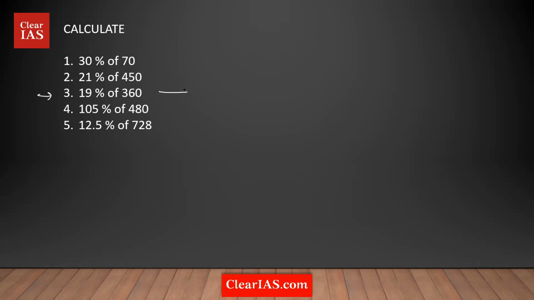Okay, let's try the third one. 19% of 360. How do you calculate? So you might think, okay, 10% plus 9% will work here, but it also takes some time. Instead of that, why don't you think in this way? 20% minus 1% would be the easy way to calculate this. 20% minus 1% will also give you 19%. Correct? So what is 20%? 10% into 2. So 10% is 36, into 2 is nothing but 72. Minus 1% is nothing but 3.6. So your answer is nothing but 68.4. That's how you calculate the third one.